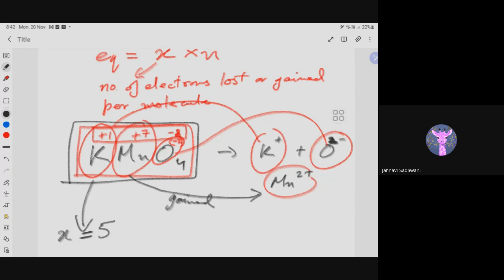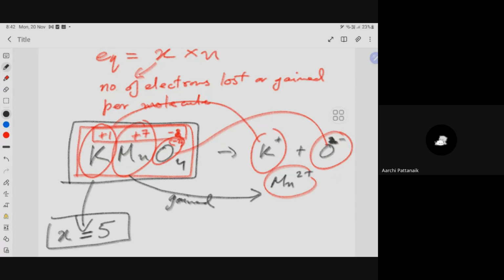That becomes really tricky in advanced questions when you don't understand whether the X factor is for the whole species or the whole molecule we are talking about. Anyways, it's 5. Is it clear, guys? Sir, I have a doubt. Yeah, okay, ask me. Sir, does the X factor depend on acidic or alkaline medium?